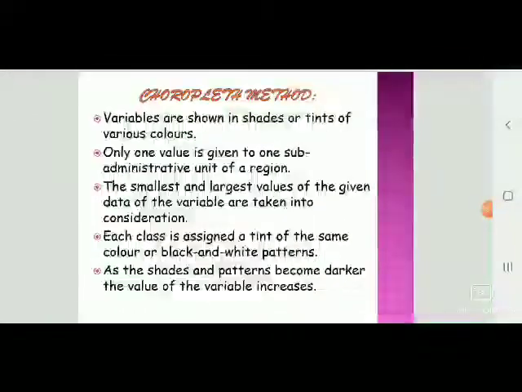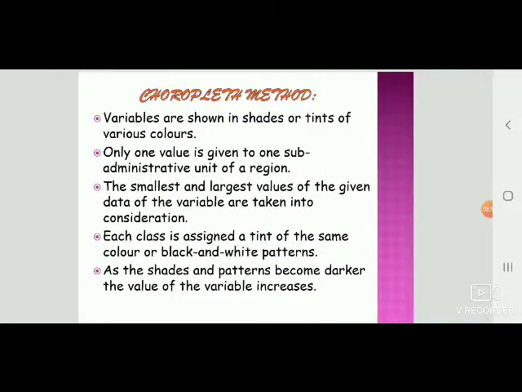Let's move on to the next form of a map called the choropleth method. The main pointers of this kind of method have already been displayed on your screen. In these maps, the data regarding various geographical variables is shown by shades or tints of various colors. While making such maps, the data used for different variables is obtained through various processes such as measurement, surveying, etc.